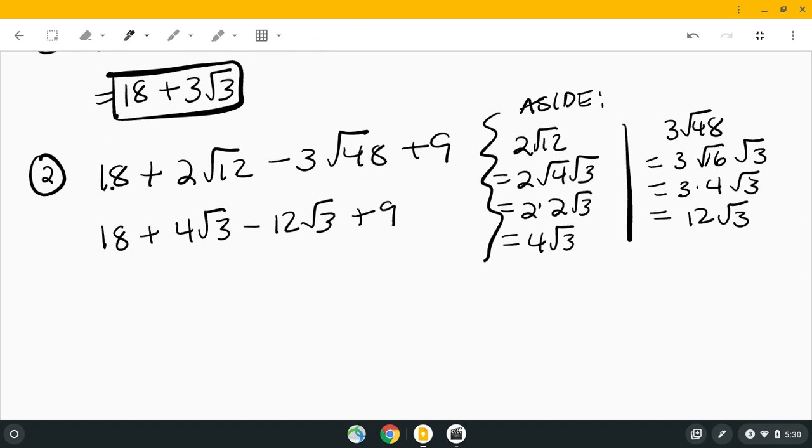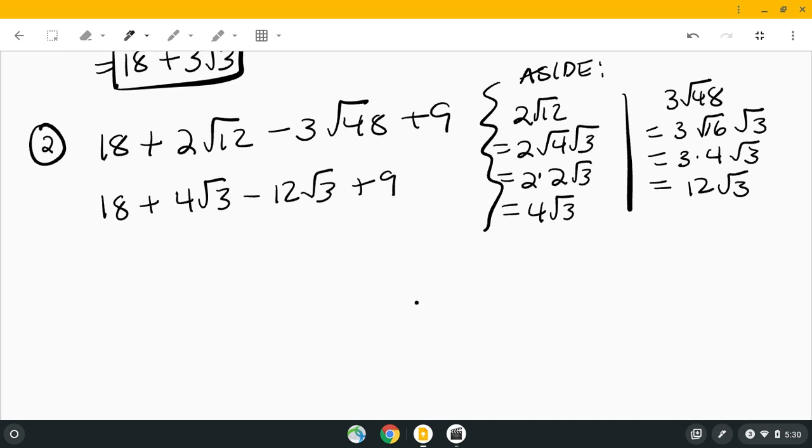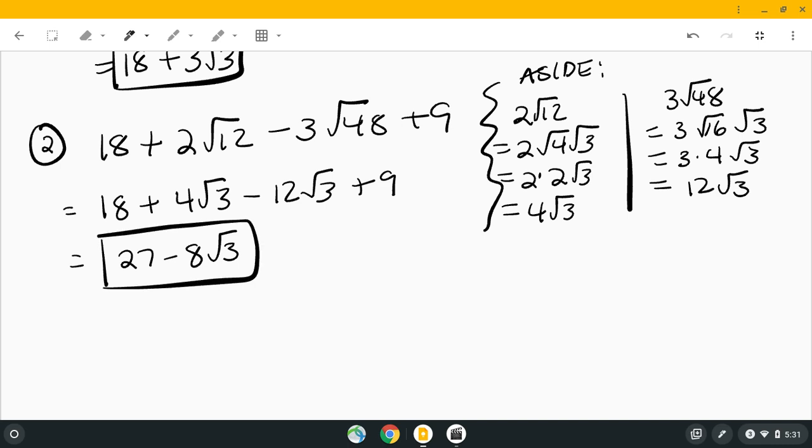Now we see that these are actually like terms. 18 and 9 can be combined, and 4 square root 3 minus 12 square root 3 can be combined. We get 18 plus 9 is 27, and then positive 4 and negative 12 is negative 8 square root 3's.